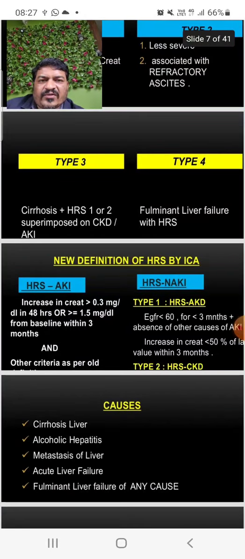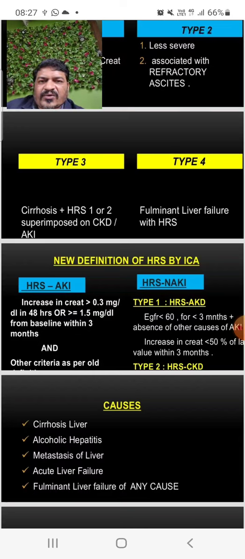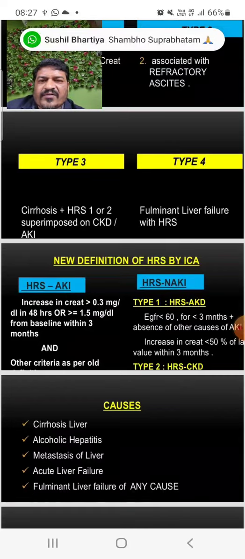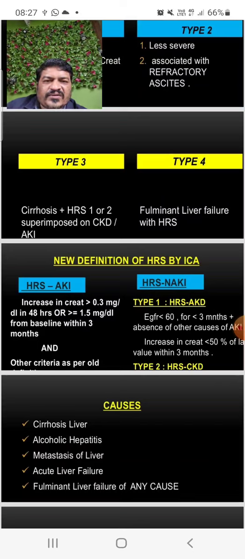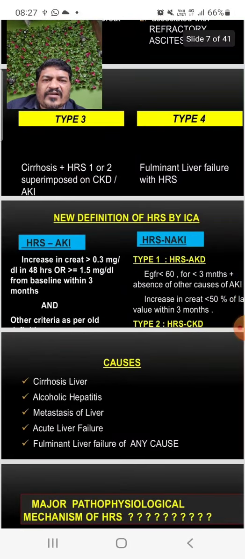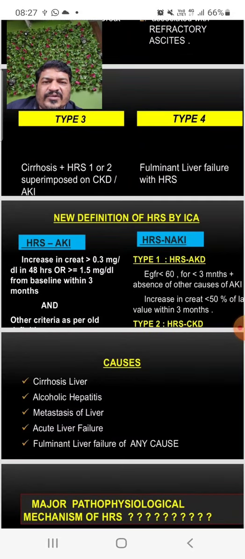New definition of HRS by the ICA. HRS-AKI: increase in creatinine of more than 0.3 mg per dl in 48 hours, or more than or equal to 1.5 mg per dl from the baseline within 3 months, and other criteria. HRS and AKI: Type 1 HRS-AKI, when GFR is less than or equal to 60 for less than 3 months, plus absence of other causes of AKI. Increase in creatinine less than 50% of the patient's value within 3 months.